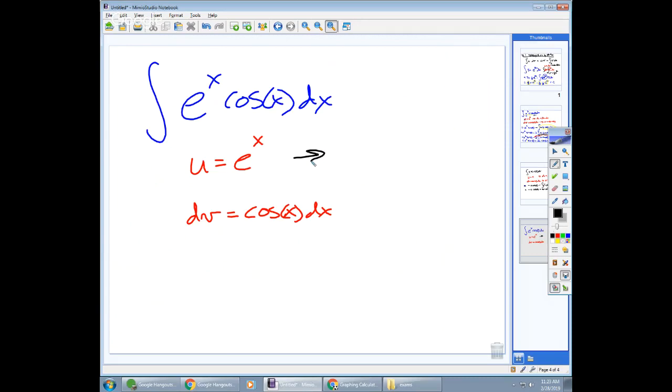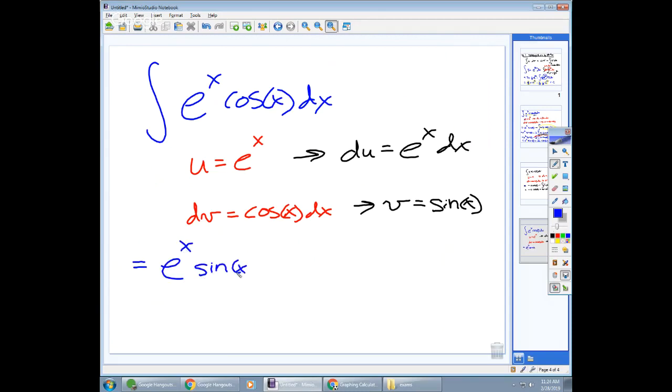All right, so let's see. We apply integration by parts here. du is just e to the x dx, and v is sine of x, because the derivative of sine is just the cosine. So I don't have to mess with a negative sign there. All right, rewrite. It's always u times v first, so e to the x sine of x minus the integral of v du.